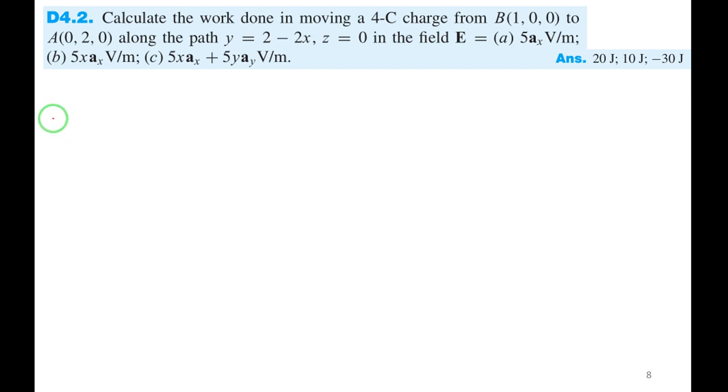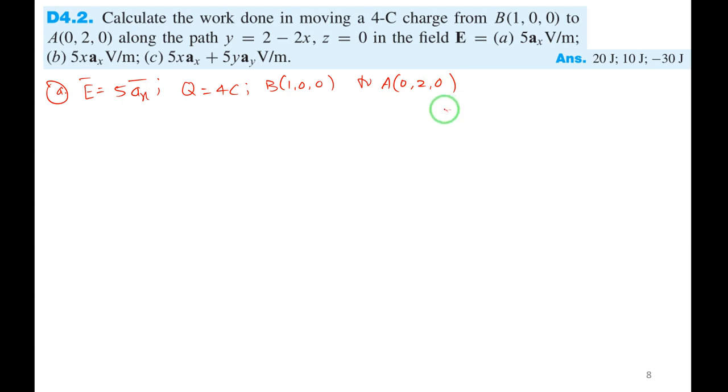Okay, we'll take up this numerical, and this is the last numerical of today's class. Calculate the work done in moving a 4-coulomb charge from B to A along the path, in the field E vector equal to this. He has given the path. There are three different electric field intensities given. Let me take part A. So E is equal to 5 a_x volt per meter, and Q is 4 coulombs, and point B is (1, 0, 0) and A is (0, 2, 0).